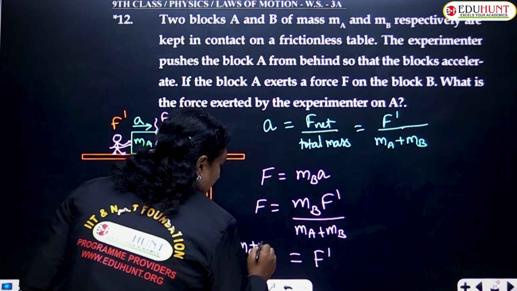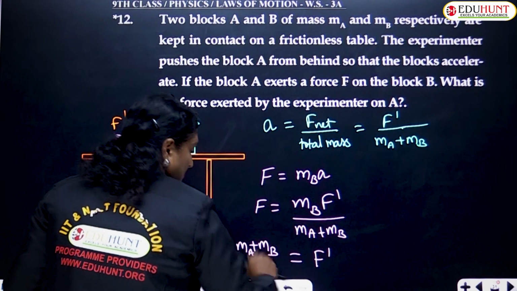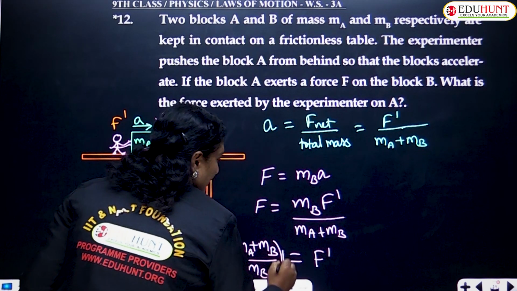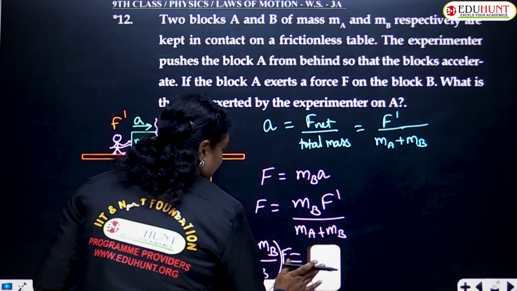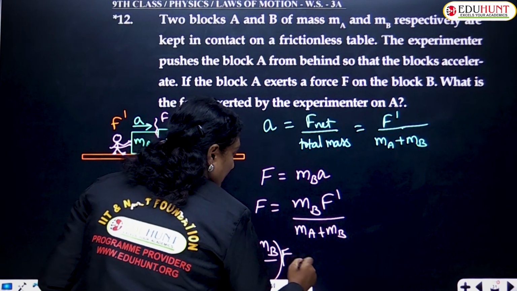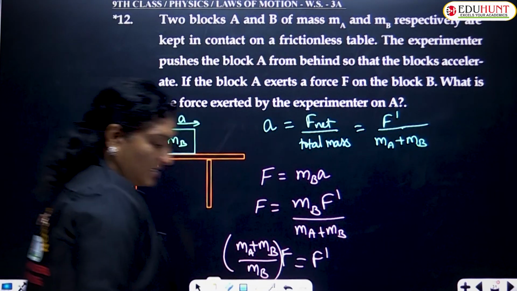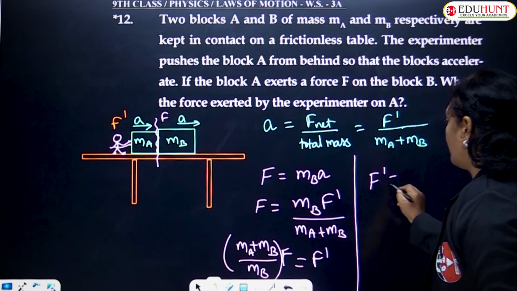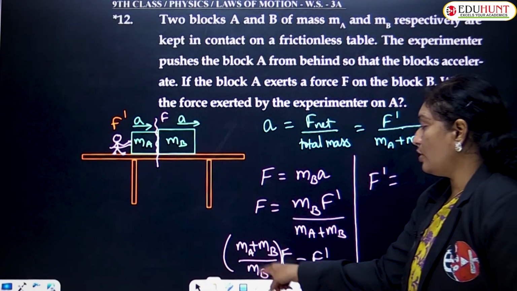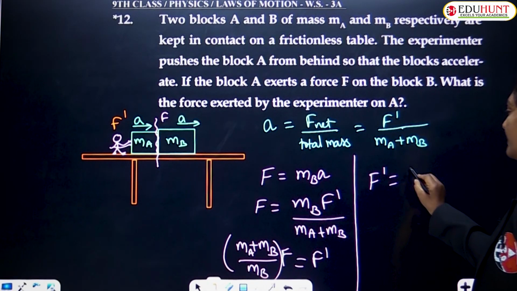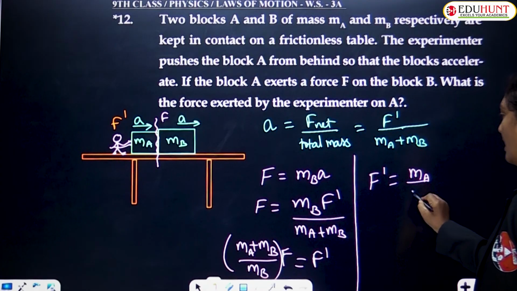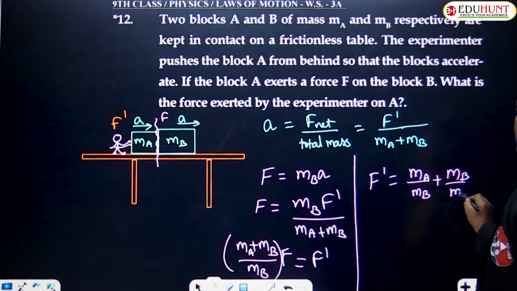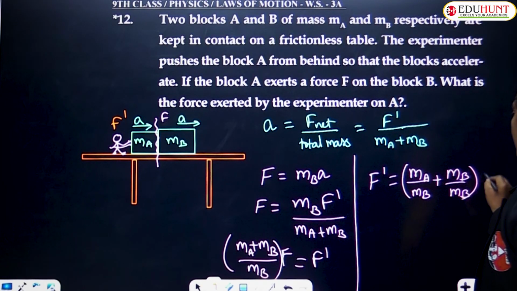MA plus MB. Okay, this will come reciprocal by MB into F, is the value of f dash. So that's it, children. Simplifying this further, we have f dash equals, let us separate the variables. The denominator is common to two terms, so I can write it as MA upon MB plus MB, separating the variables, upon MB into F.